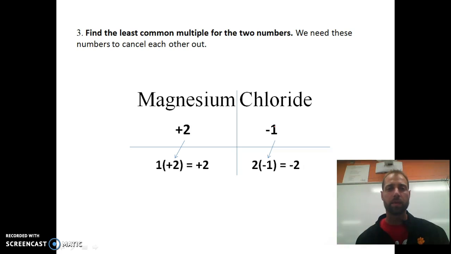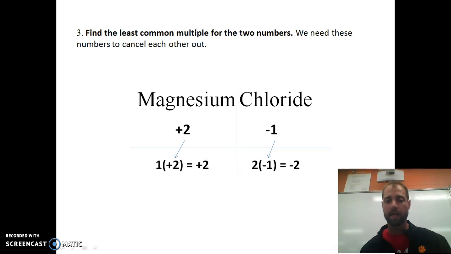Find the least common multiple for these two numbers. We need these numbers to cancel out. The least common multiple for magnesium +2 and chloride -1 would be 2. So we have to multiply the +2 by 1 to get +2, and we have to multiply the -1 by 2 to get -2. Notice that -2 and +2 will balance or cancel each other out.